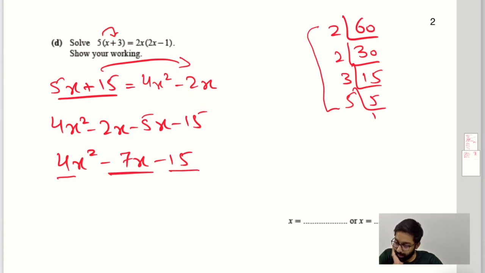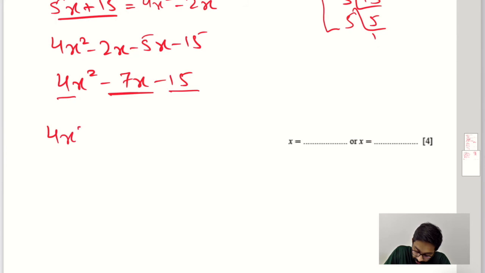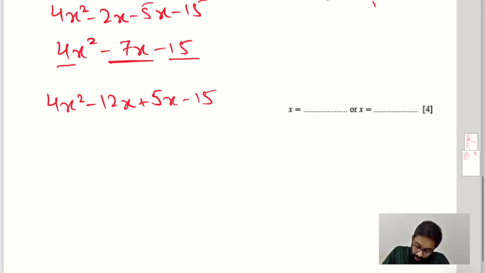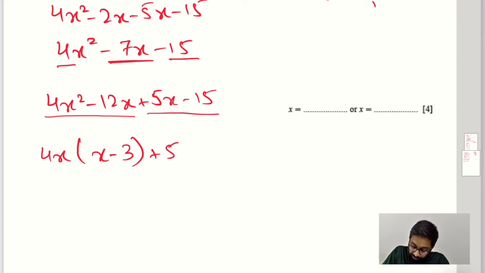Now out of these factors, I have to make negative 7. So let's try that. 2 times 2 is 4. 4 times 3 is 12. Okay. So 12 minus 5 gives me 7, but it needs to be negative 7. So instead I write 4x square minus 12x plus 5x minus 15. Then I find the factors of this side and then of this side. So I write 4x, and inside the parentheses I write x minus 3. And then I write 5, and inside the brackets I write x minus 3 again.